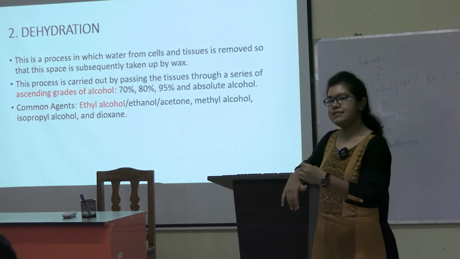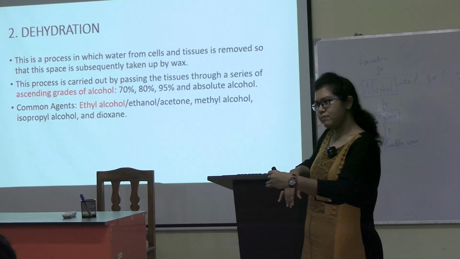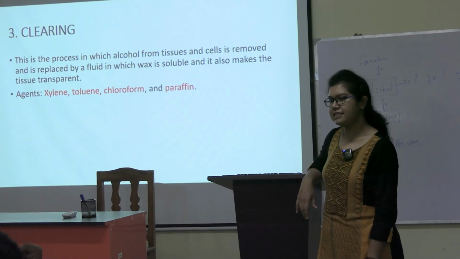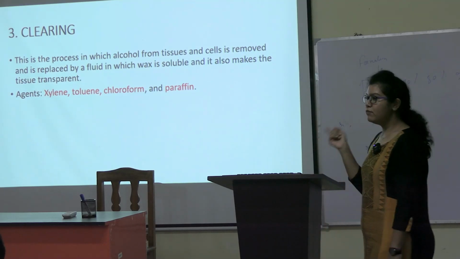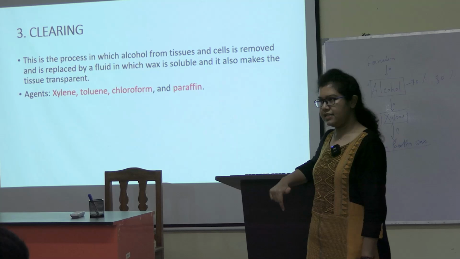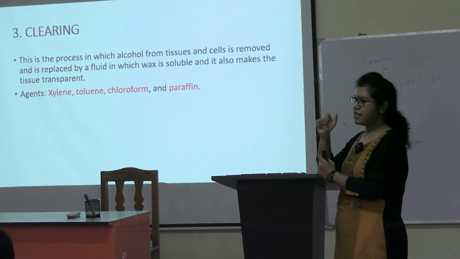It will be ascending grades of alcohol. It will go through an automatic process. So the next step is clearing. What is the agent we are using here? Xylene is the agent. We are now removing the alcohol and putting the xylene here, so that it will make the tissue transparent.